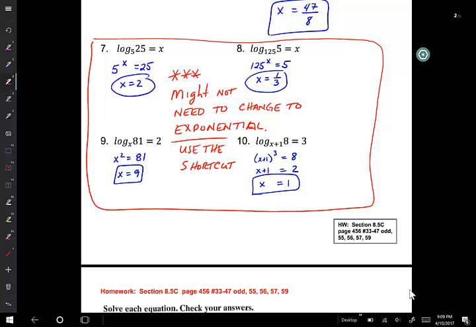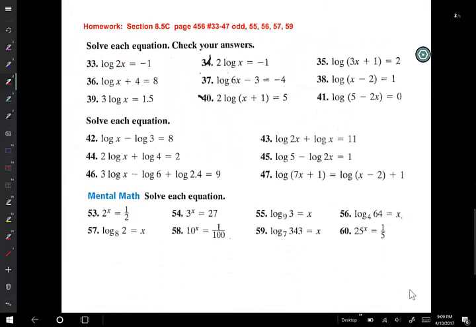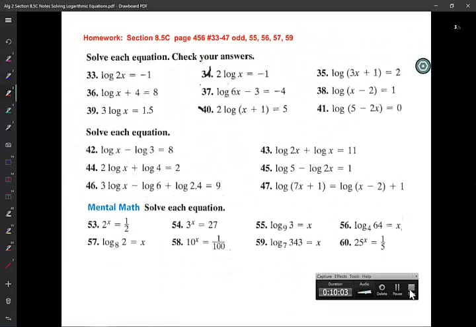So hopefully that's pretty clear and straightforward, but just changing logs to one base, transforming them, and now solving a logarithmic equation instead of an exponential equation. Our homework is on the next page, as you can see, and we're going to work through that very quickly and very simply.